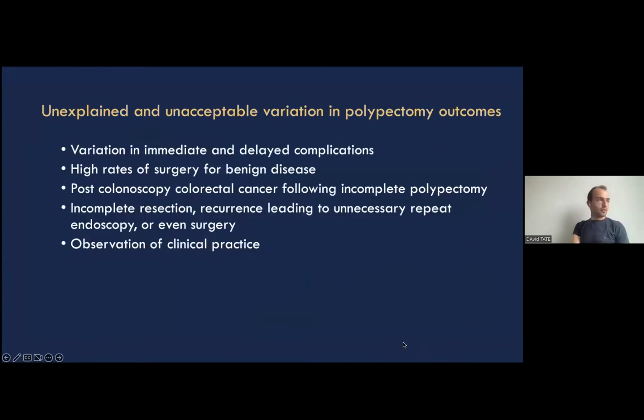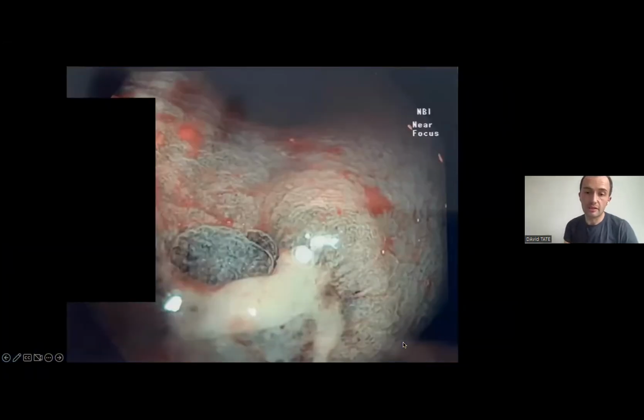So why is it important to know about how to image colorectal polyps? Well, we know that there is unexplained and unacceptable variation in polypectomy practice throughout, particularly the Western world, where this data comes from. There are people being sent for surgery for benign polyps. There is cancer happening because people are not following up their polyps properly and not resecting them properly. And there is just our general observation of what's happening in clinical practice.